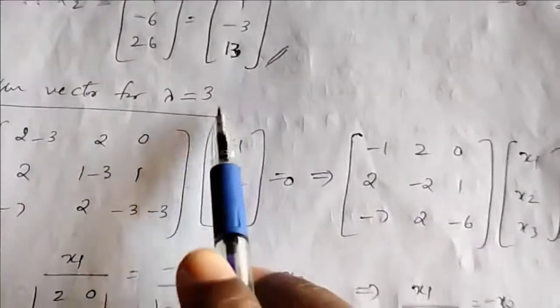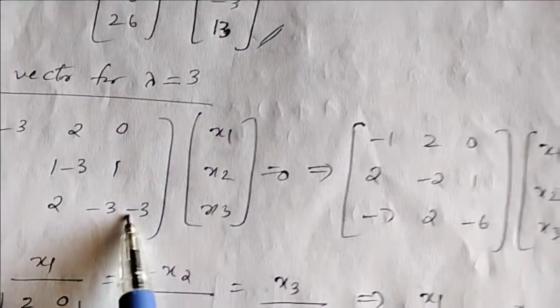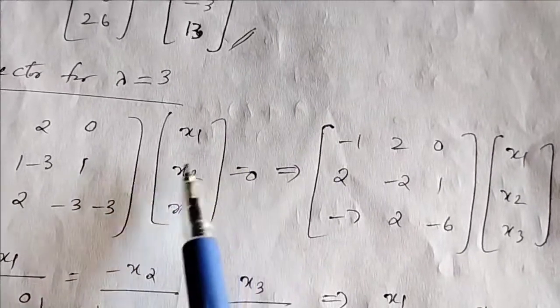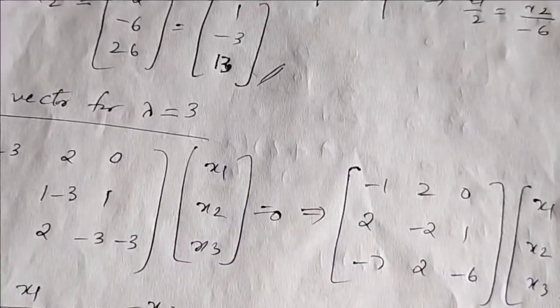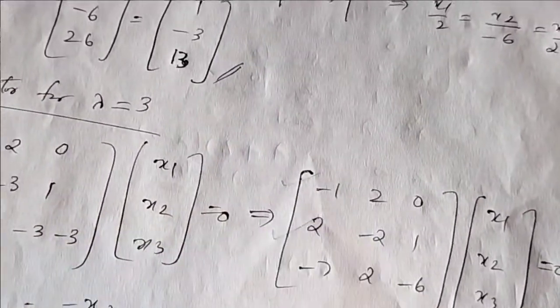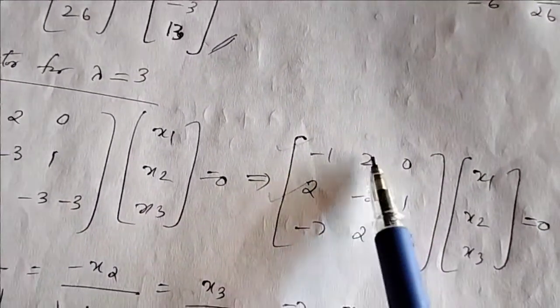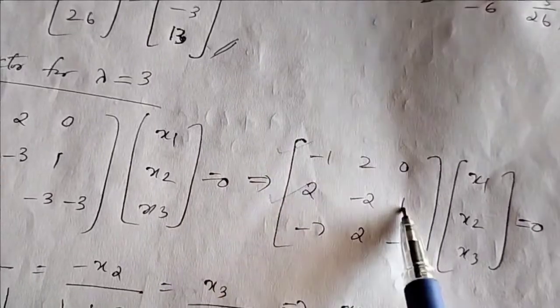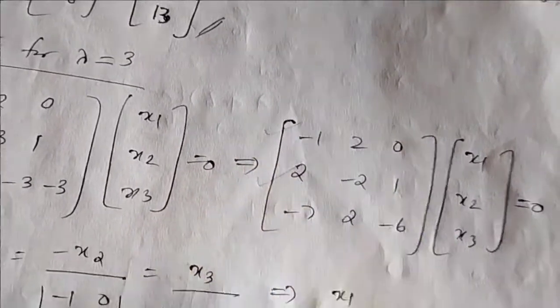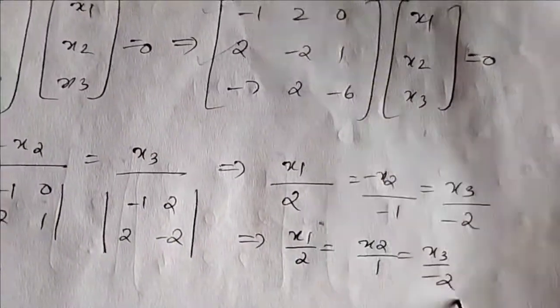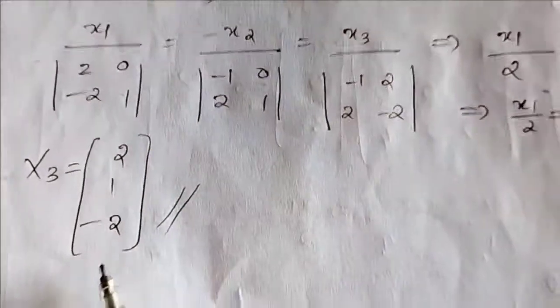Then lambda is equal to 3. Subtract 3 from the diagonals, times x1, x2, x3 equal to 0. So here also choosing the first two rows. So x1 by 2, 0, minus 2, 1, minus x2 by minus 1, 0, 2, 1, x3 by minus 1, 2, 2, minus 2, that is 2, 1, minus 2. This is the third eigenvector. Okay.